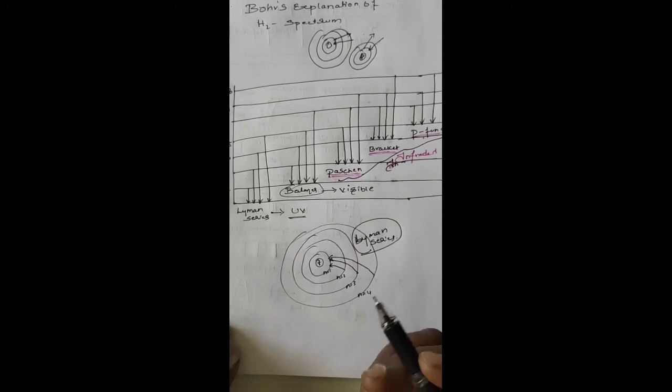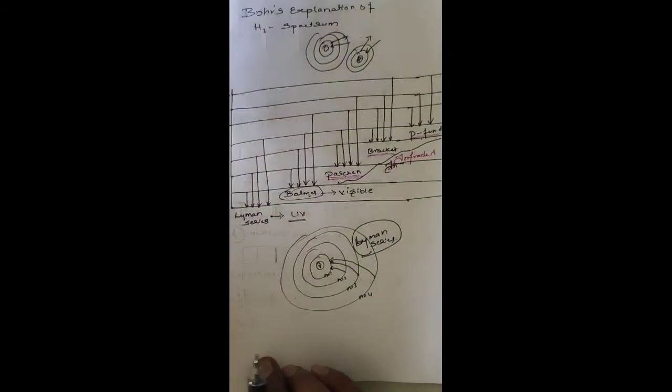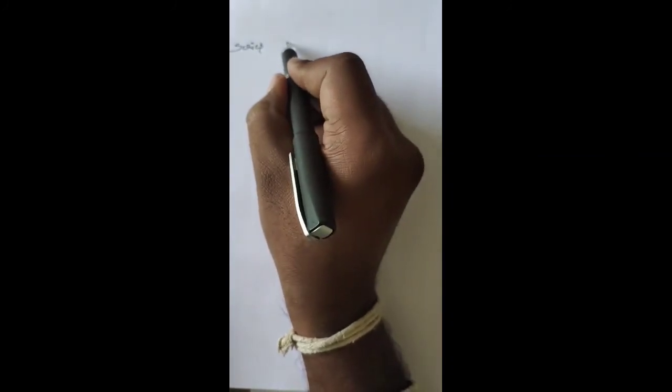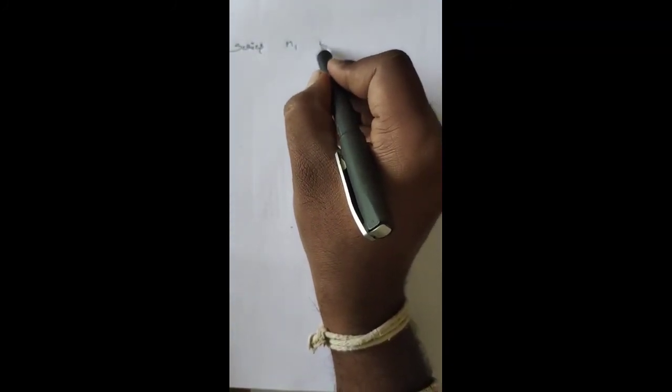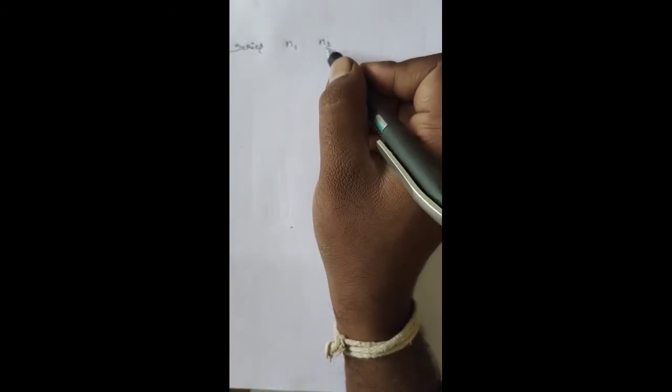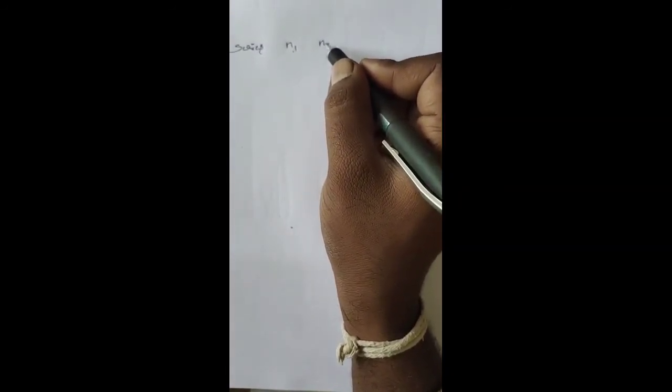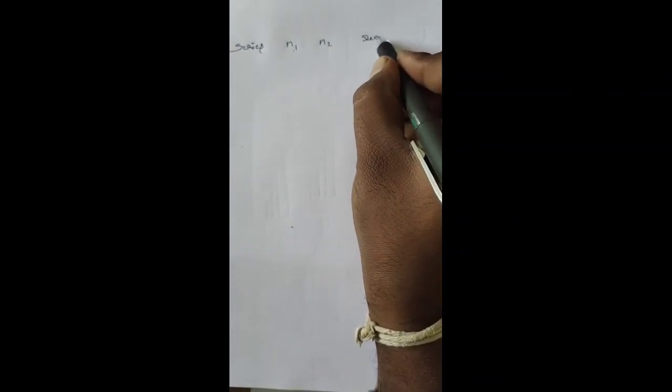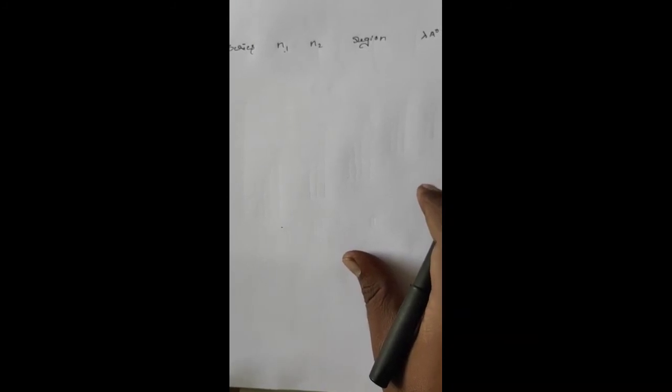Next, we talk about where the series will be observed. We will write in a tabular column. First, the series. Another one n1, another n2, meaning initial and final. Then the region, which region it will come in, and its wavelength in Angstrom.